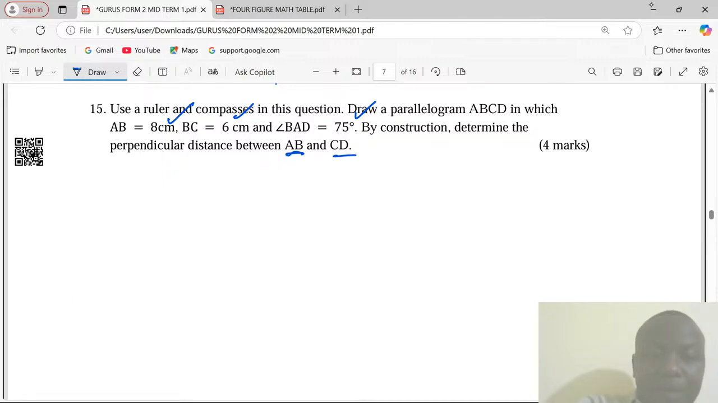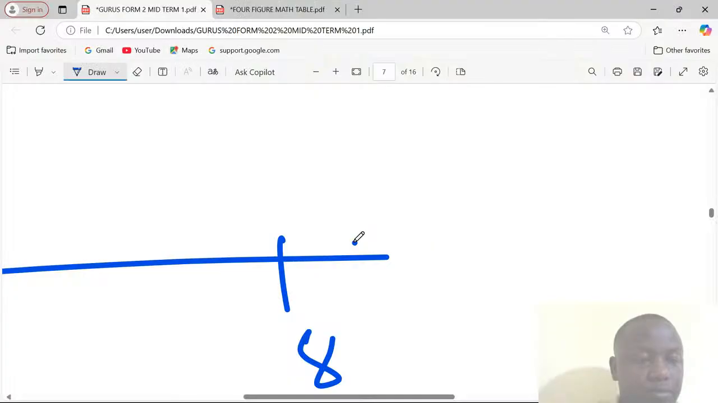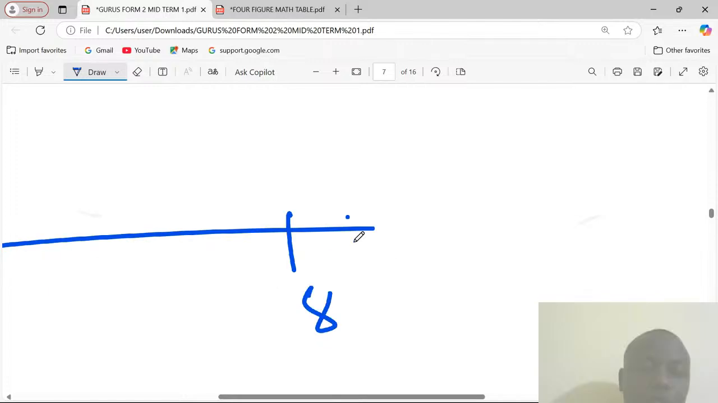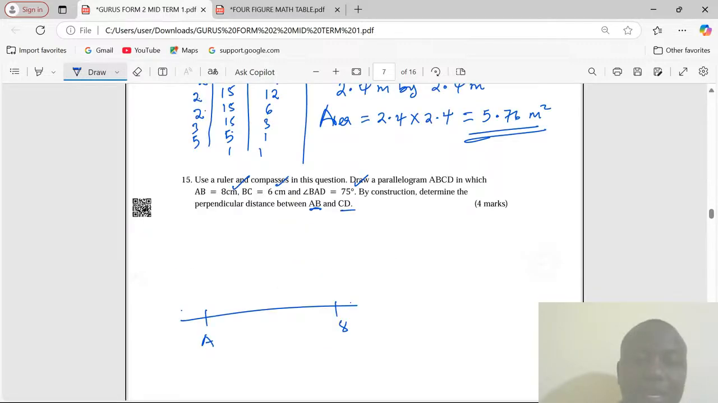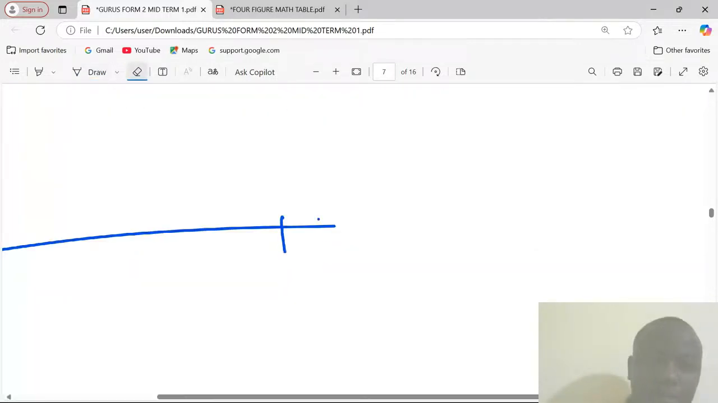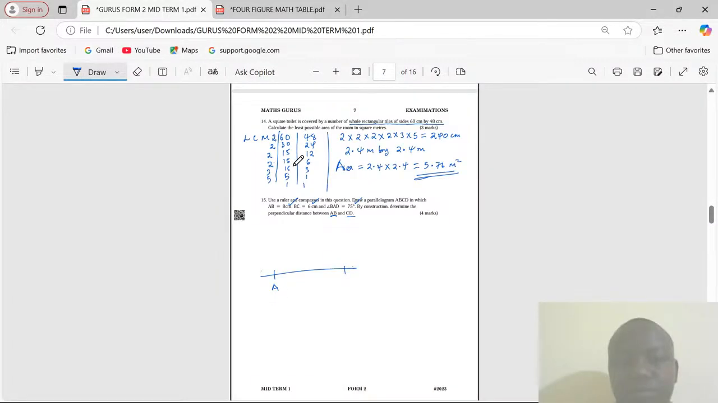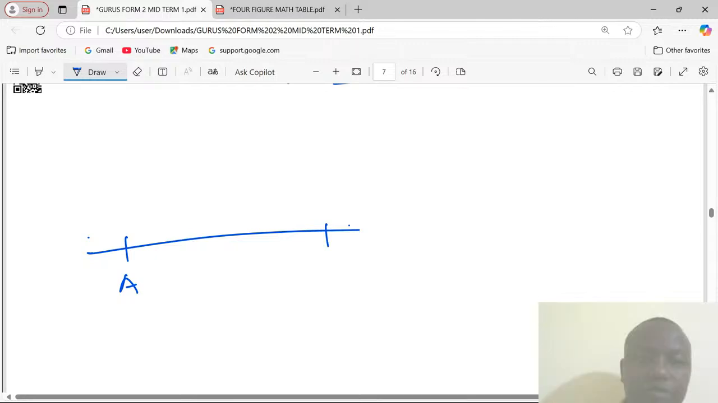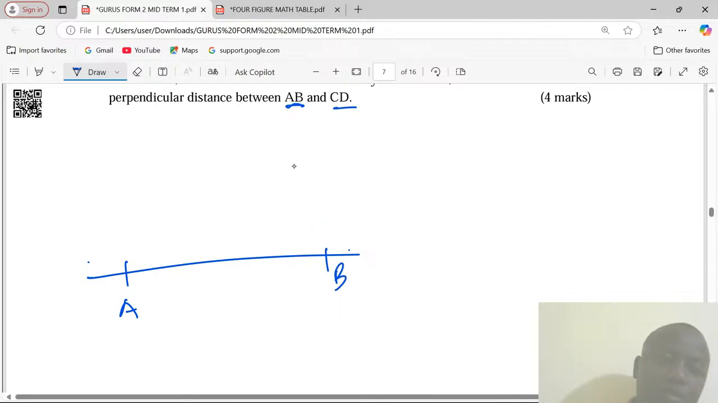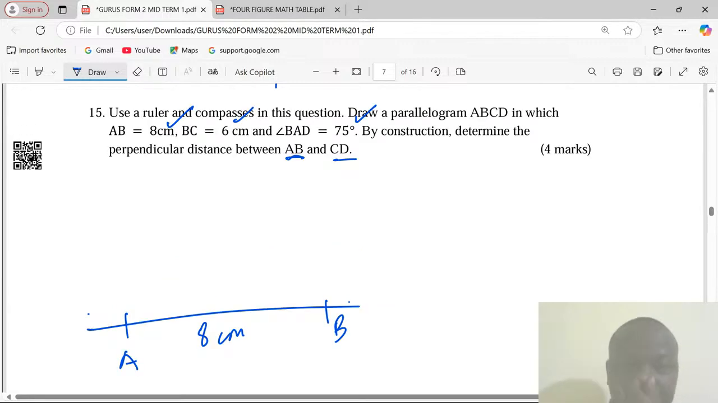So now we can begin with AB. I'm going to give a sketch, ladies and gentlemen, from A to B. I'm just giving a sketch of this information so that now with your geometrical tools, you get to the actual diagram. So this is scale drawing. From A to B, let's talk about 8 centimeters. Then from B to C, we have 6 centimeters, but now we don't know where C is.